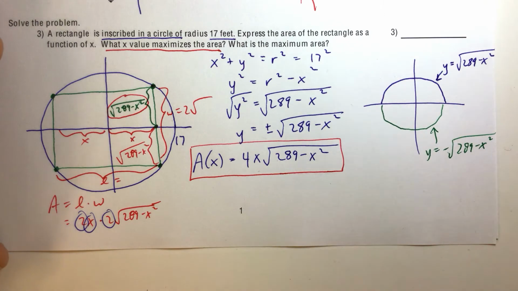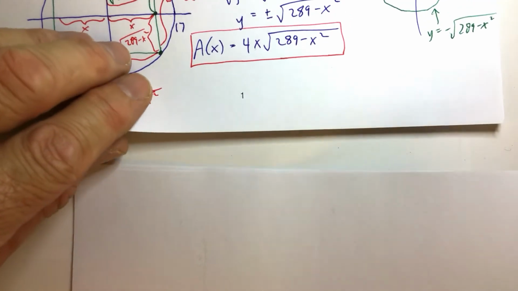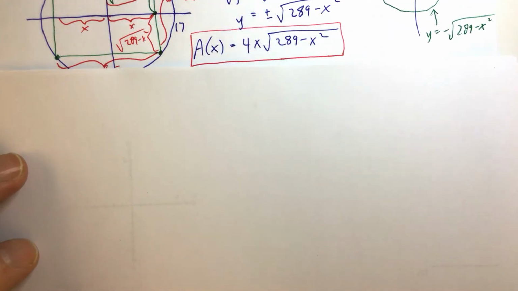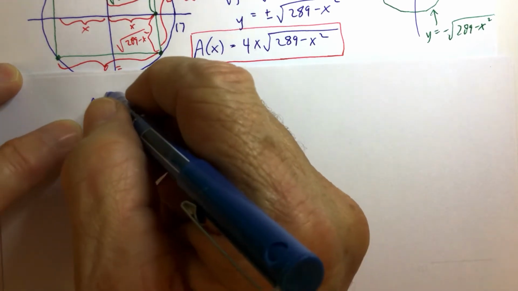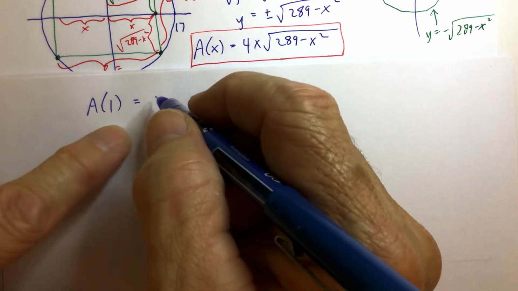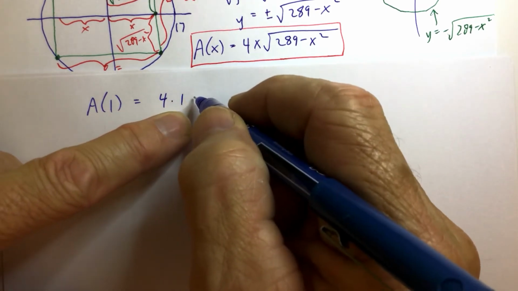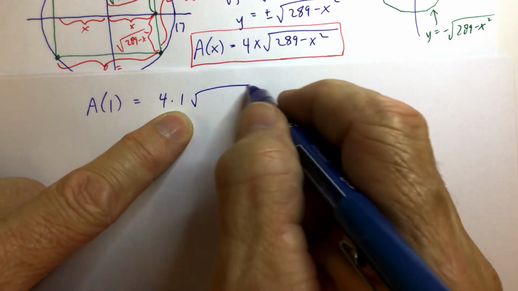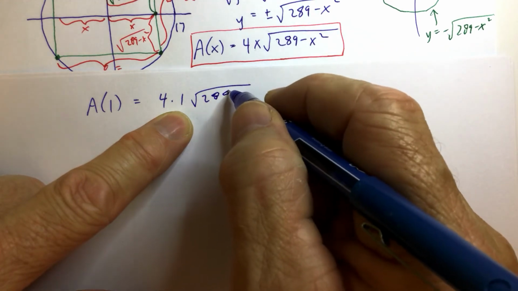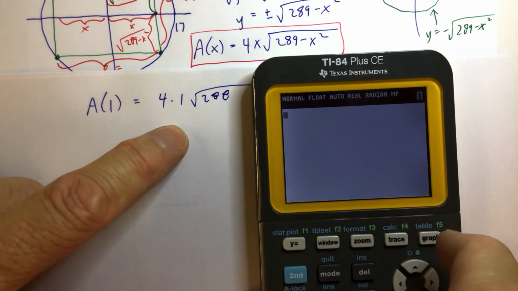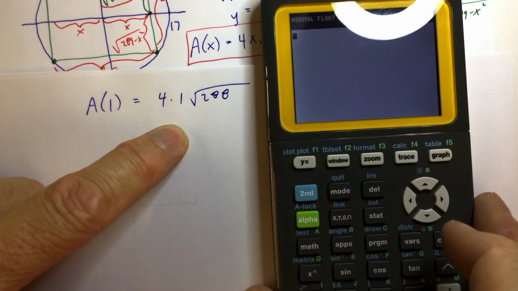And now what I want to do here is actually try to give you a little bit of an intuitive sense of what's going on. So maybe I can keep that in the frame. If we chose the x to be 1, then we would have an area that would be equal to 4 times 1 times the square root of 289 minus 1 squared, so 288. So whatever that is, let's go ahead and use the calculator for that part.